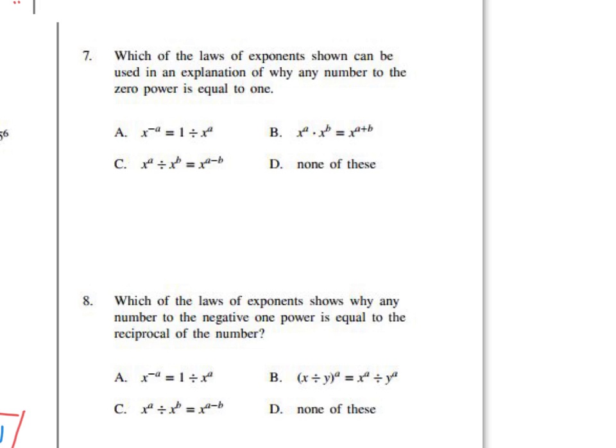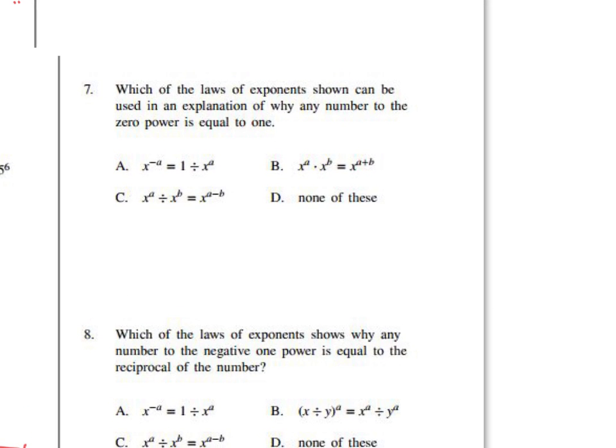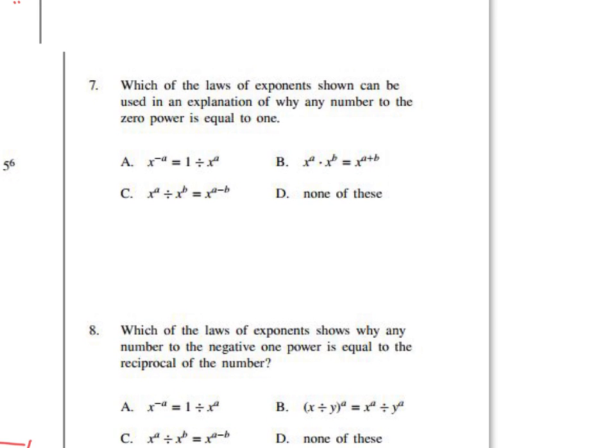Seven says, which of the laws of exponents shown can be used in an explanation of why any number to the 0 power is equal to 1? All right. So A says x to the negative a power is equal to 1 over x to the a. Well, this one is talking about the negative exponents, right? So it's not A.